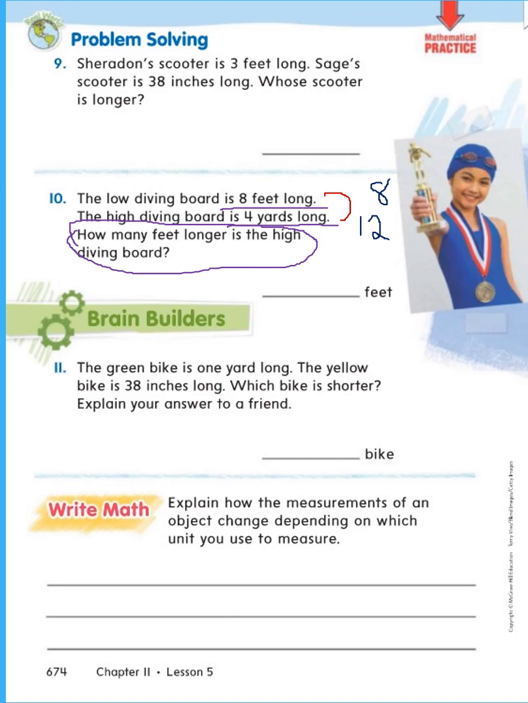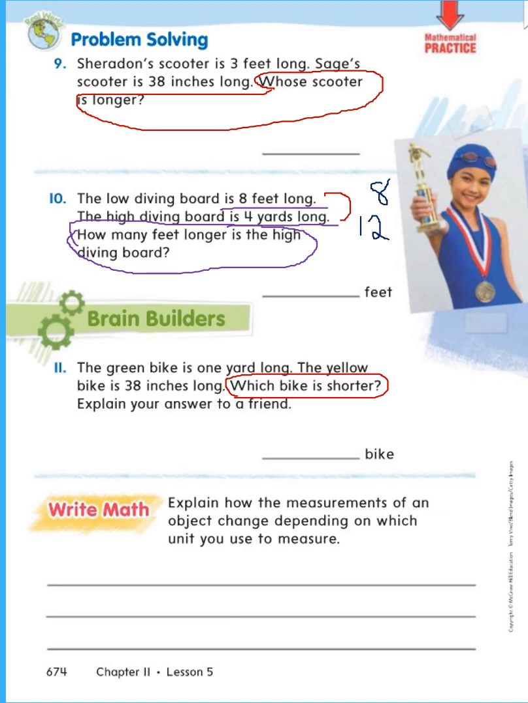Number 11. Now we get a brain builder. Let's see. The green bike is 1 yard long. The yellow bike is 38 inches long. Which bike is shorter? Explain your answer to a friend. Make sure you're paying extra attention to the question. Which bike is shorter? The last time we saw a question like this, we wanted to know which one was longer.